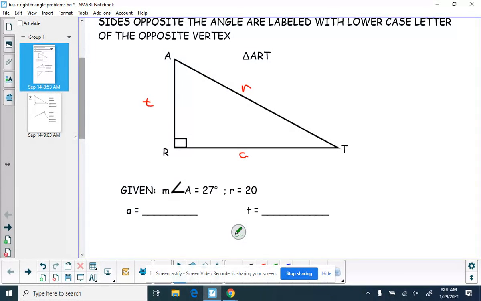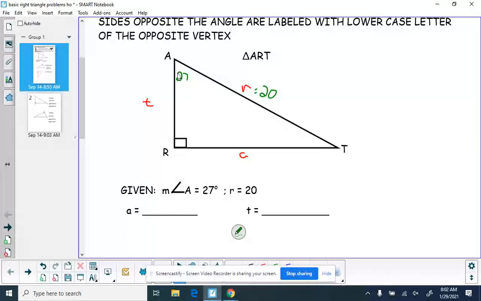In the triangle, we're given that the measure of angle A is 27 degrees. We're given that little r has a value of 20. So those are two things that we are given within the triangle. What we want to solve for is little a and little t.